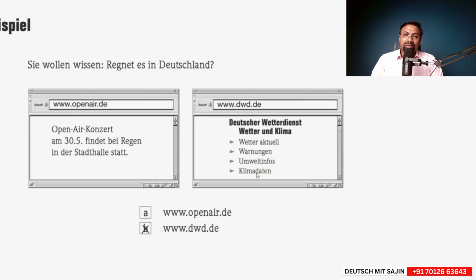So we want to know whether it is going to rain in Germany. Which of those two websites is going to give us the information we need? And here you have to decide: openair.de or dwd.de. So in this case, it is the second one, dwd, because here they clearly are talking about the weather and the climate. While here they are talking about the open air concert and where it is going to take place and when it is raining.